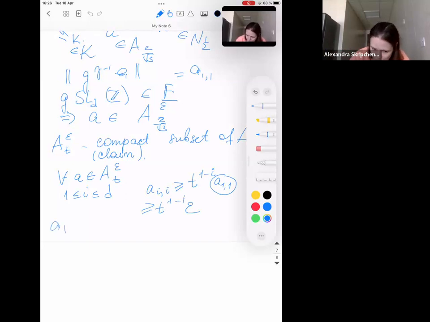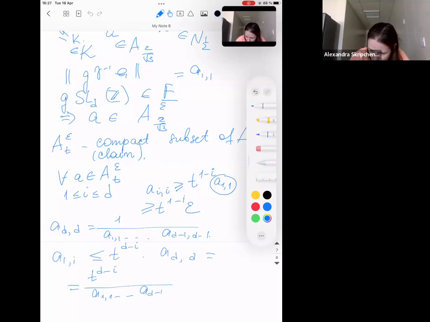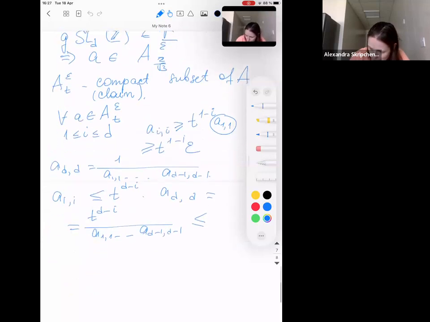So we also know that ADD is 1 over A11, etc., A D minus 1, D minus 1. So A II can be estimated in the following way: T to the D minus I, A11, A D minus 1, D minus 1. And this we can estimate from above, saying that it's D plus 1 minus I, epsilon to the 1 minus D, because each A can be estimated like that. So you just need to sum up all the T's and get what you have for epsilon. And then you can see that all these coordinate functions are bounded on A epsilon T.